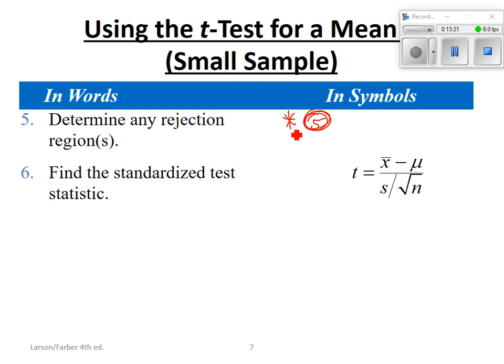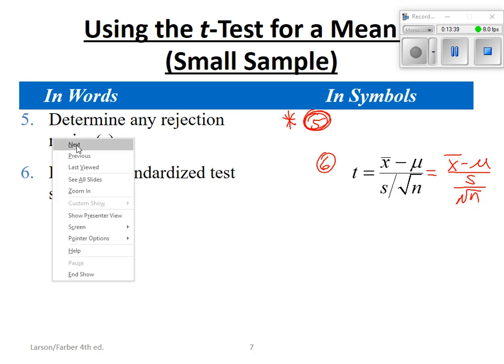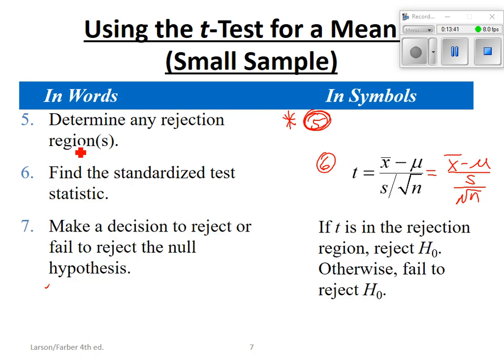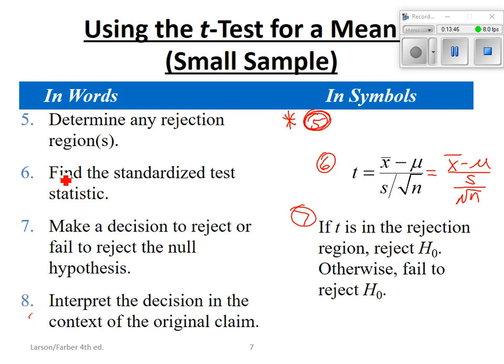The formula for number 6, figure out your test statistic. Again, I'm just going to rewrite this. X bar minus mu over S divided by the square root of n, same as the other formula. Number 7, decide whether you're rejecting or failing to reject. And number 8, interpret again. And I'm not going to write all that out again, it's the same thing. Doing the interpretation the same way, 3 parts.